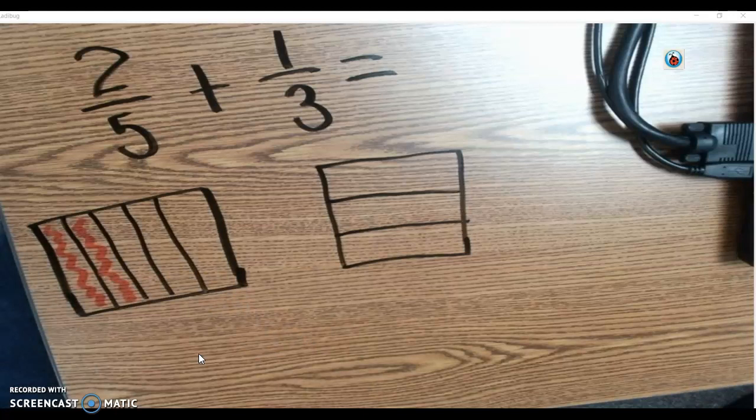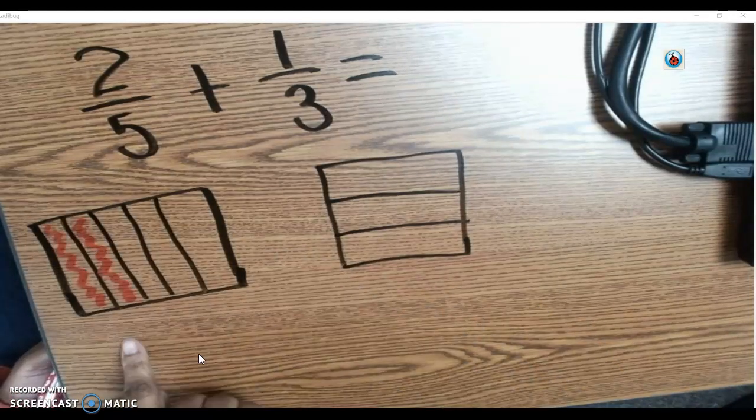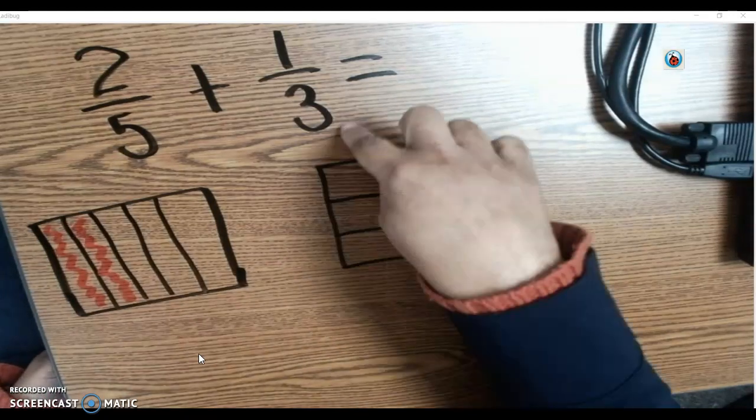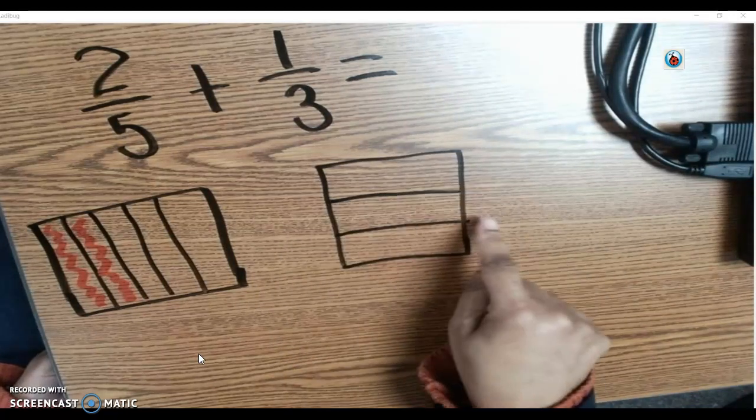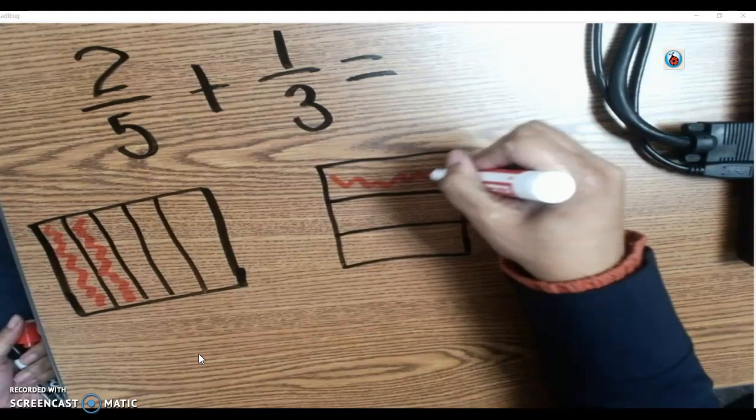Okay? And if you notice, my first number, I started drawing the lines top to bottom, top to bottom. Okay? Then my second box is going to represent my 1/3. So I do 2 lines going across, and I'm going to shade in 1/3. Okay?